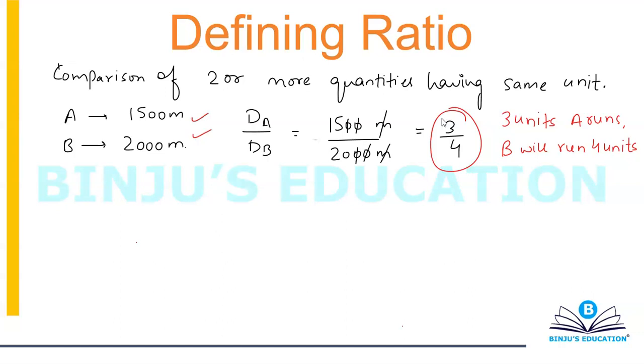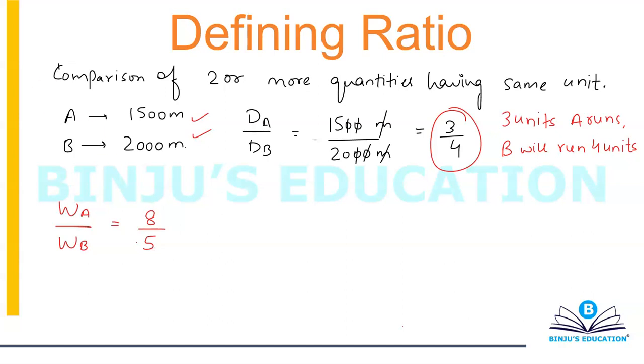For example, let's say the ratio of weight of person A to weight of person B is 8 is to 5. Then I can't say for sure that weight of person A is 8 kg and weight of person B is 5 kg. That is one of the possibilities.